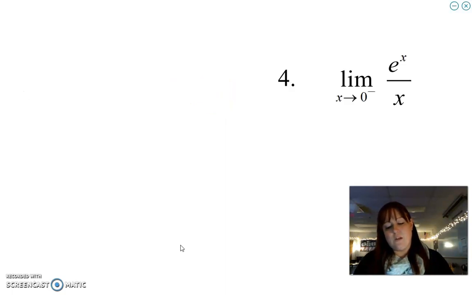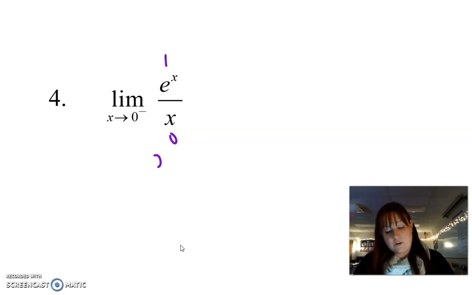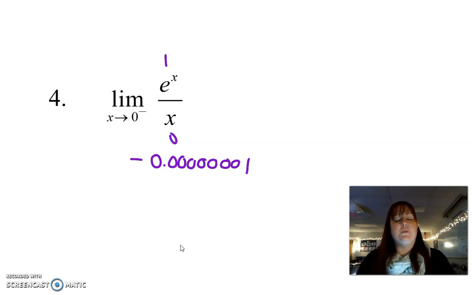Okay. So what about this one? We plug in 0, we get 1 over 0. Okay, so this is a problem because we're dividing by 0. But it actually is only asking for it as we're approaching from the left side, from the negative side, right? And what's going on there? Well, these numbers aren't actually 0. They're like negative 0.000000001.